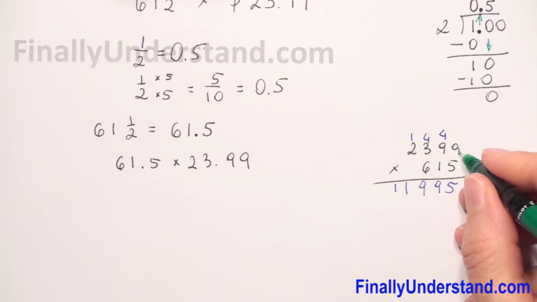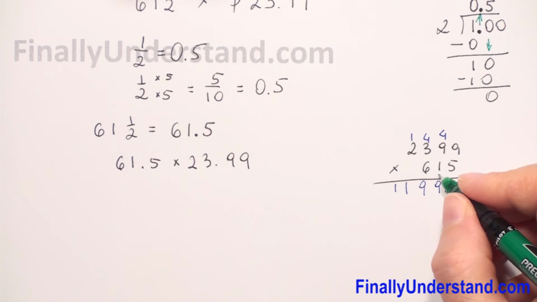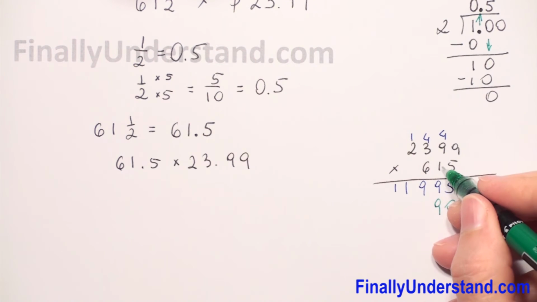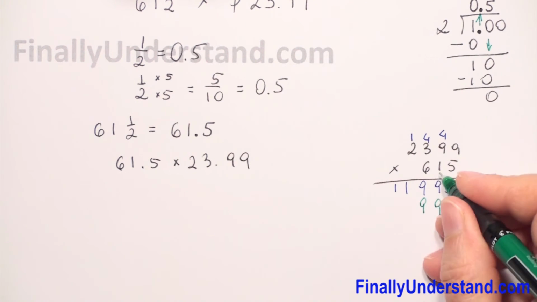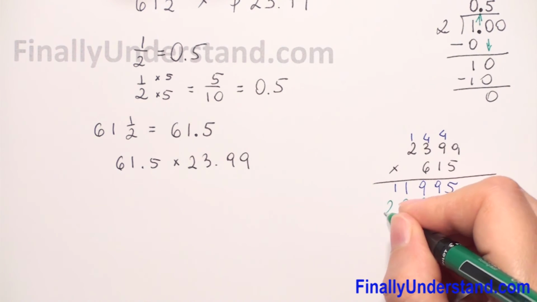5 times 2 is 10 plus 1 is 11, and now we multiply by 1 every number in the first row. 1 times 9, and don't forget that this is in the tens place, so 10 times 9 is 90. 1 times 9 is 9. 1 times 3 is 3. 1 times 2 is 2.